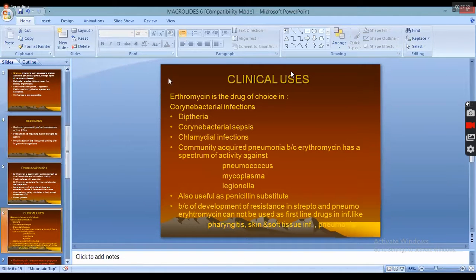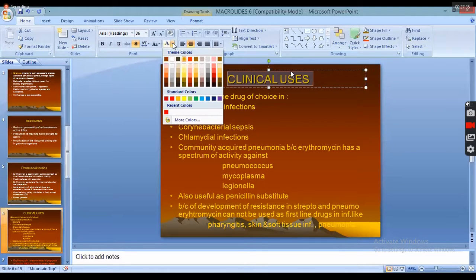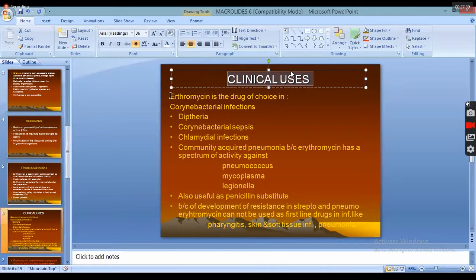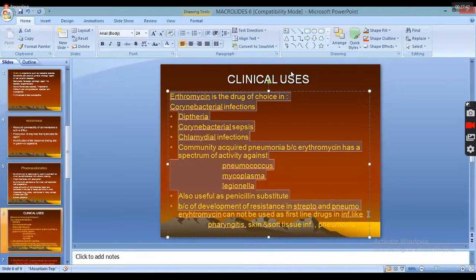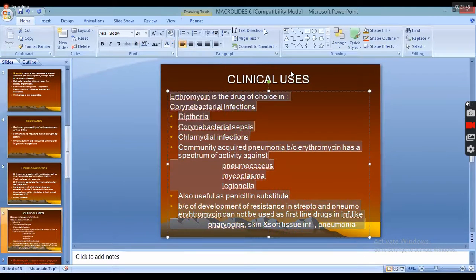Clinical uses. So let's see the clinical uses. There is a difference when it is asked what the clinical uses are. It means that in the case of antimicrobial agents, you have to know the pathogens and the diseases that are caused by these pathogens. So this is the clinical uses. The spectrum means the pathogens specifically.